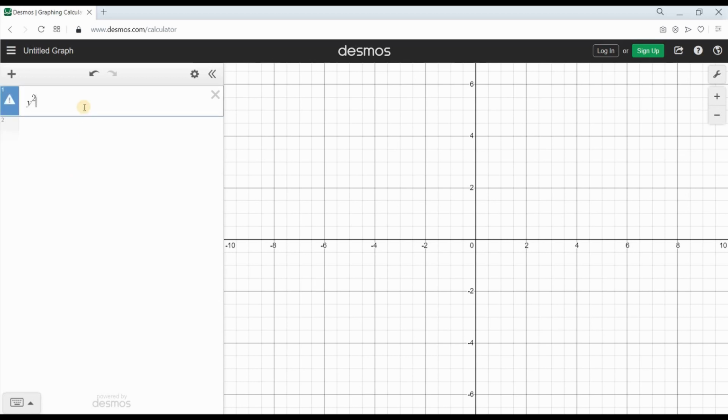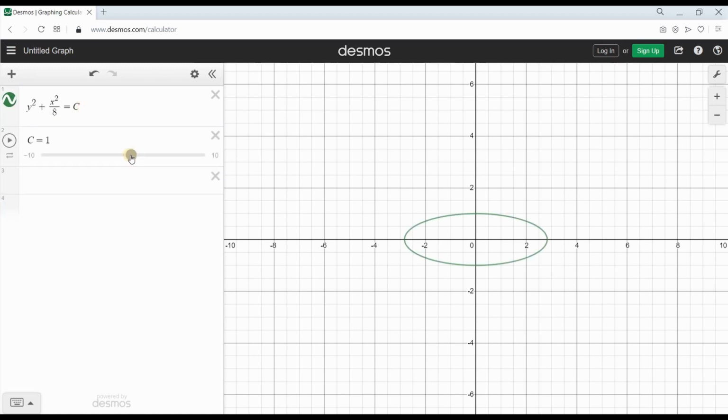I get y squared plus x squared over, now we are talking about t equal to 2, so 4 times 2 is 8, is equal to c. Now here I can play with the value of the c and generate different streamlines.